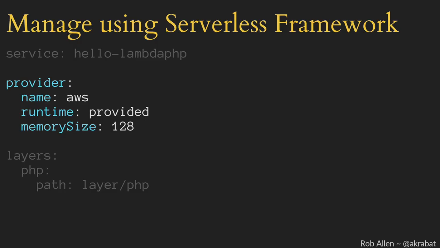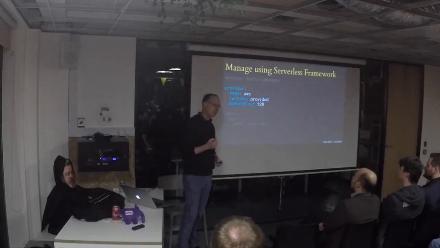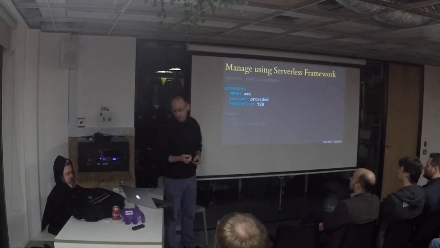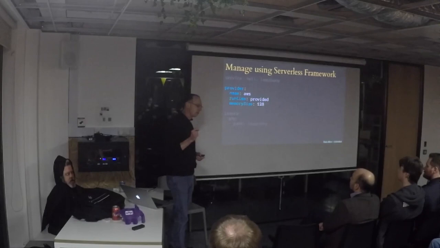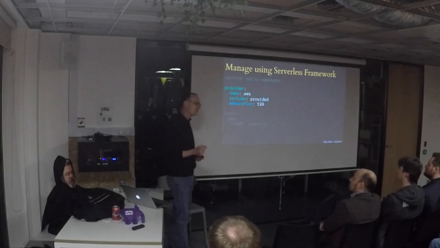Need to provide that. Because Serverless Framework is provider agnostic, I want it to be on AWS, and I want to use the provided runtime, which is the one that uses the runtime API. And you need to choose your memory size. The way the cost model works for serverless is that you are charged by the amount of memory multiplied by the amount of time, in gigabyte seconds.